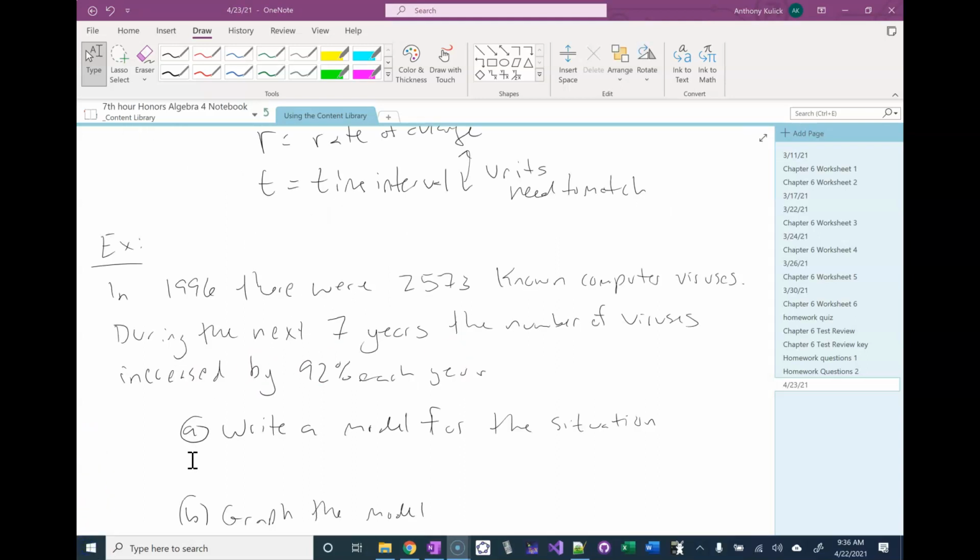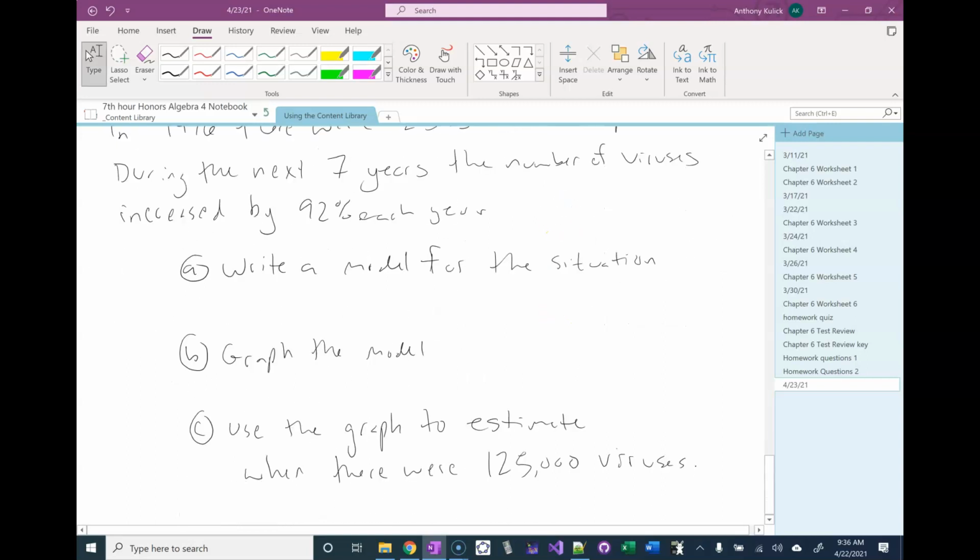Our first example is the story problem. It says in 1996 there were 2,573 known computer viruses. During the next 7 years, the number of viruses increased by 92% each year. The first part asks us to write a model for this situation. So the problem says that the viruses are increasing.